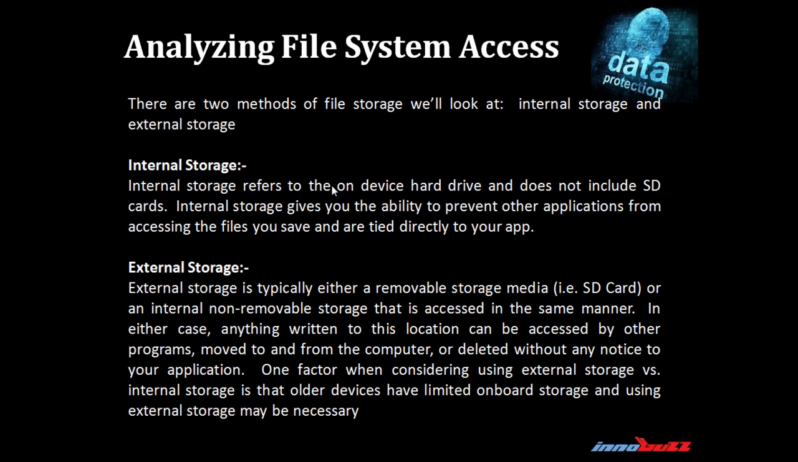Now let us take a look into the Android file system. There are two methods of file storage. The first one is internal storage. The second one is external storage. Internal storage refers to the on-device hard drive and does not include SD cards. Internal storage gives you the ability to prevent other applications from accessing the files you save and is tied directly to your app.